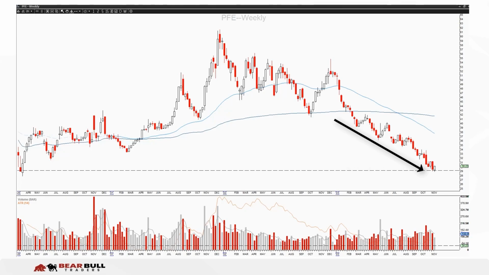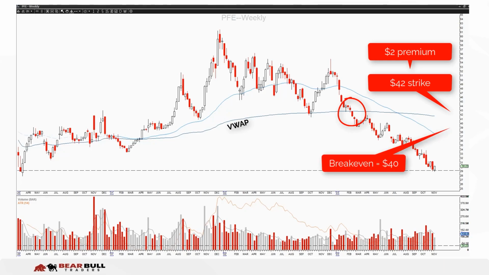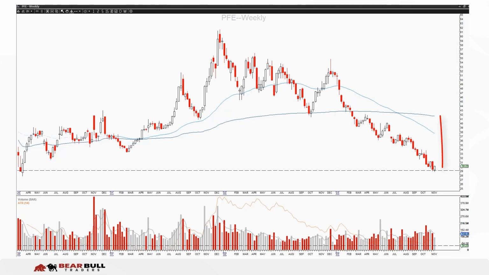Considering what we've learned about the break-even point of the long put, if you took the second trading opportunity and purchased puts as PFE broke below VWAP, at a strike price of $42 and a premium of $2, PFE would need to close at a minimum of $40 at expiration for you to break even on the position. A move to and past this price point at a faster rate would increase the return on the position.